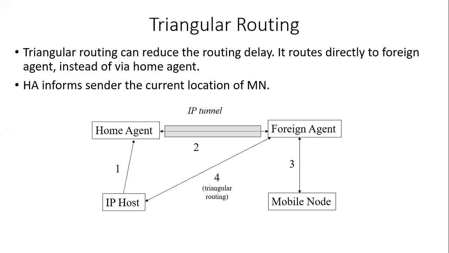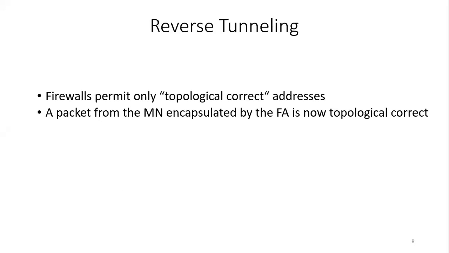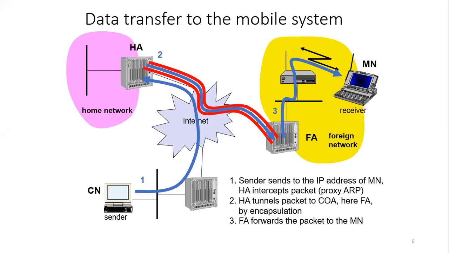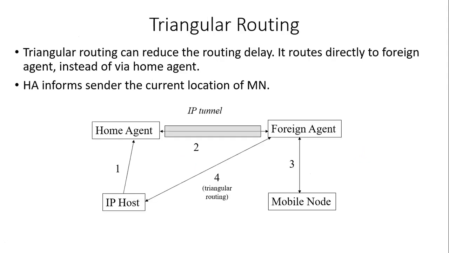Okay, but there is a problem that it takes longer for the packet to get to the receiver. It first goes to the home agent, then is encapsulated, and then forwarded. So it takes a longer route, which may sometimes be much longer. So it will take a very long time to get to the receiver. A solution to that is what is called triangular routing. This can be used sometimes. It routes directly to the foreign agent.